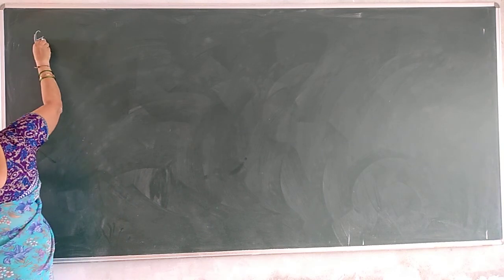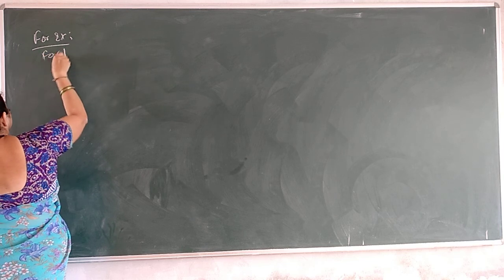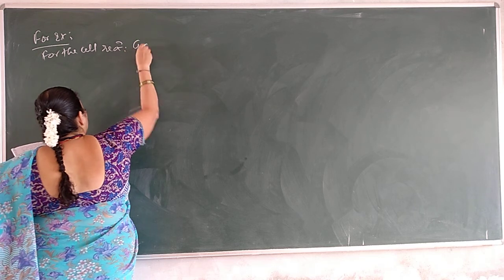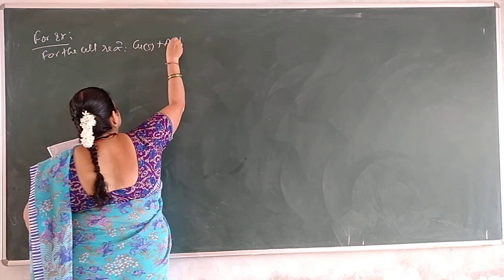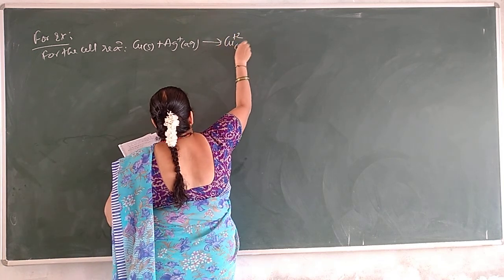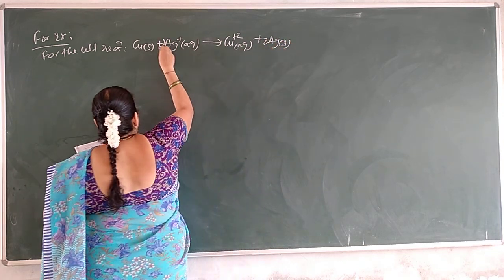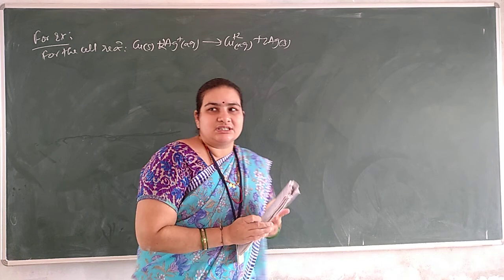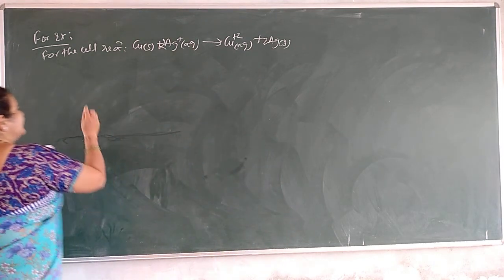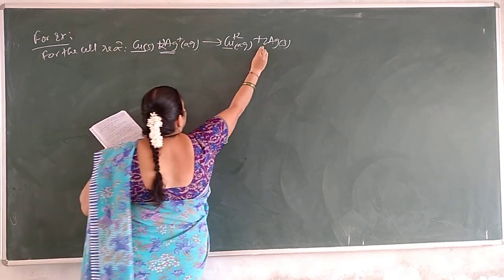So for example, for the cell reaction, Cu solid plus Ag plus aqueous giving rise to Cu2 plus aqueous plus 2Ag solid. So here first identify which is undergoing oxidation and which is undergoing reduction. Here copper is undergoing oxidation and Ag is undergoing reduction.